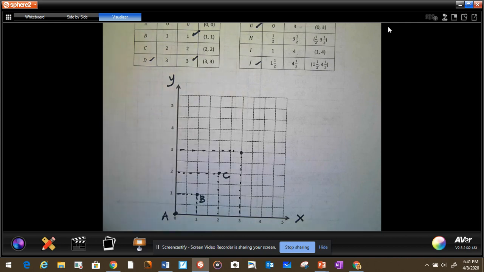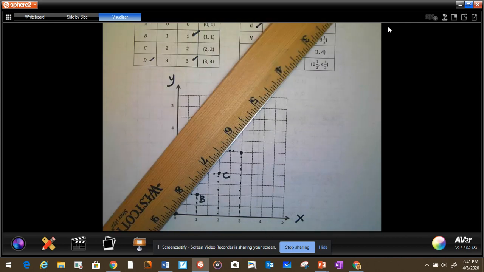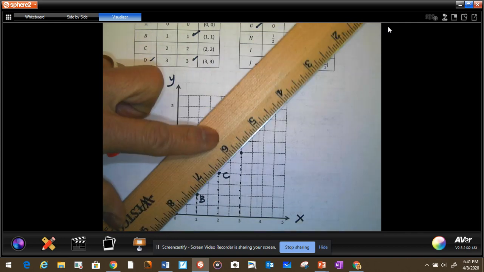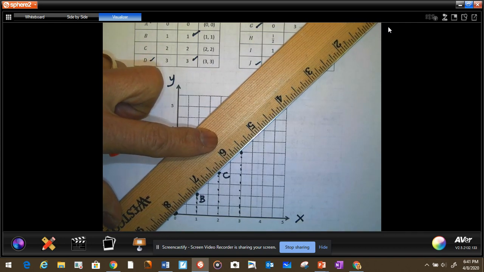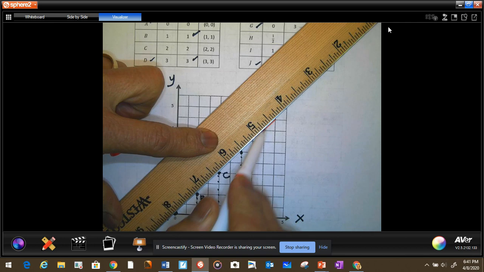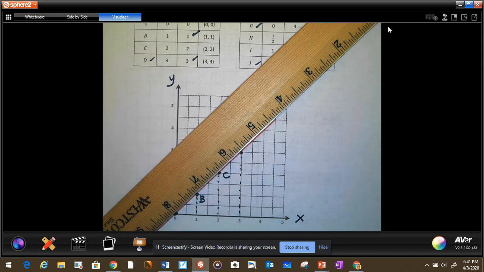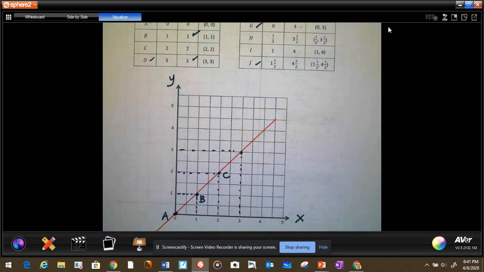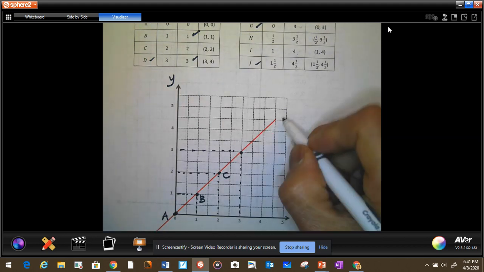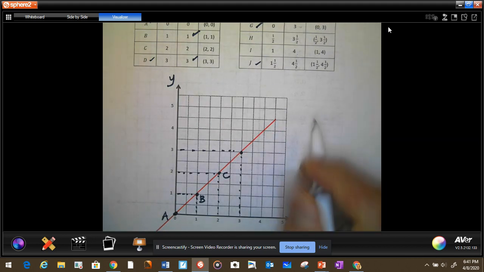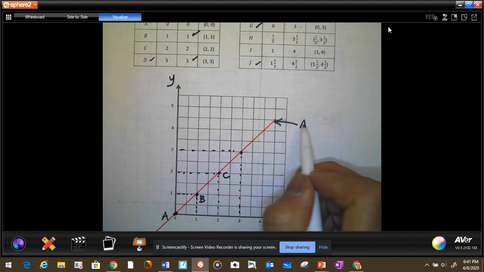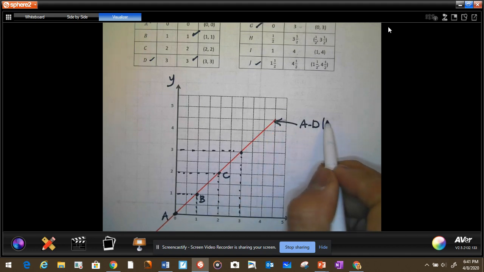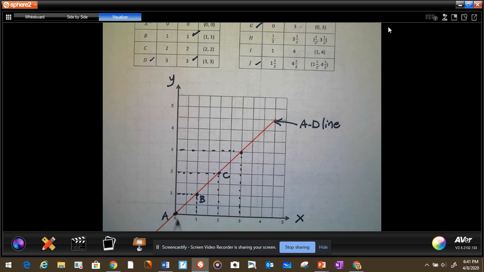Let's choose a nice bright color. Okay, so there's our line. Now we're going to label the line. The line's name is AD. This is the AD line. I'm going to label it here, AD line.